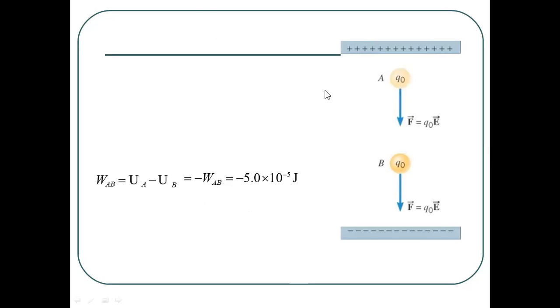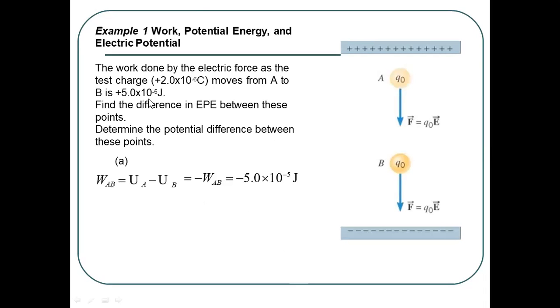Say for example, we have two charges here as A and B. Regarding the work, potential energy and electric potential: the work done by the electric force as the positive test charge of 2 times 10 raised to negative 6 coulomb moves from A to B is 5 times 10 raised to negative 5 joules. Find the difference in EPE between these points. Determine the potential difference between these points.